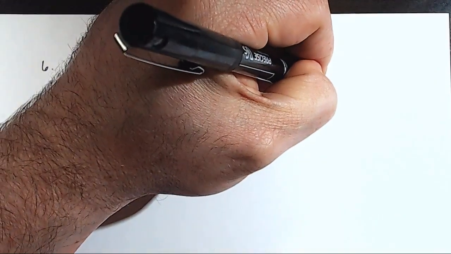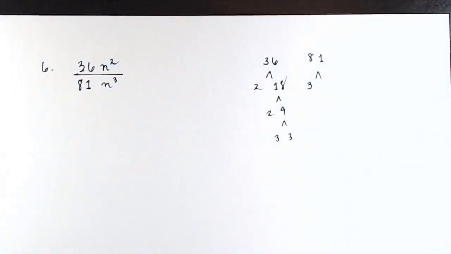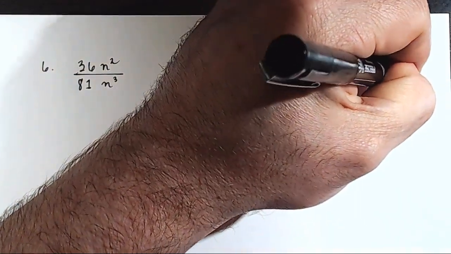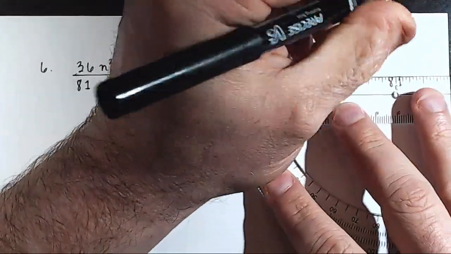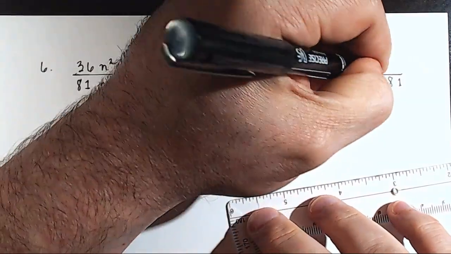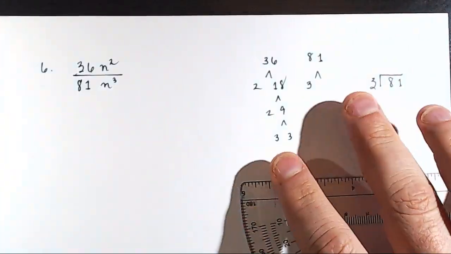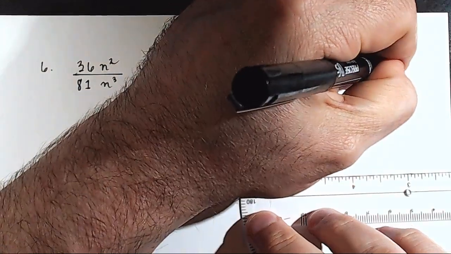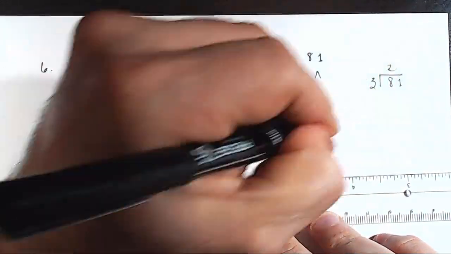81, okay, the first prime factor is 3. So you need to know what 81 divided by 3 is. If you don't know that, you can divide. So you might want to run this. 3 goes into 8 2 times. 2 times 3 is 6.